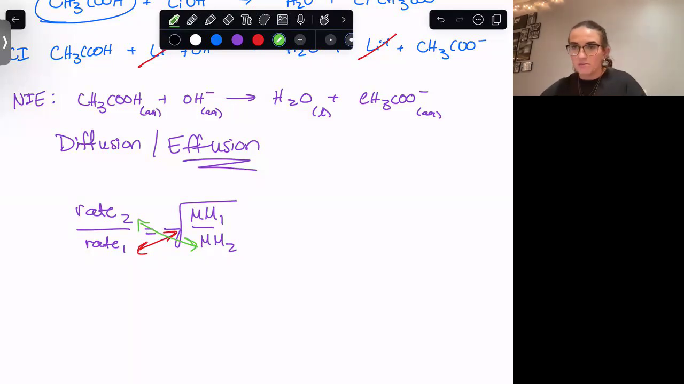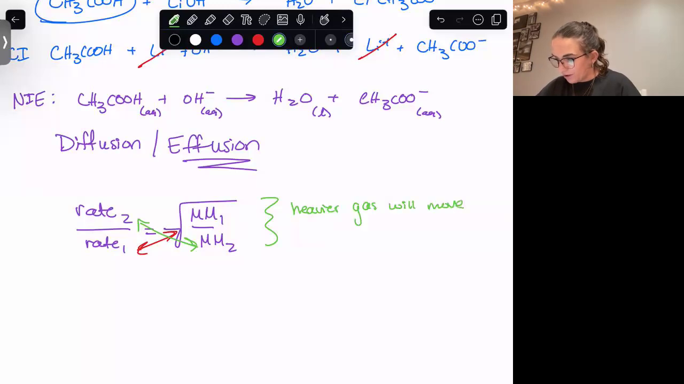Okay, so the big thing between these is that your heavier gas will move slower, right? And your lighter gas is going to move faster. So if you have a lighter gas, it'll effuse faster out of a balloon or out of a container, whatever it's in, than your slower gas.